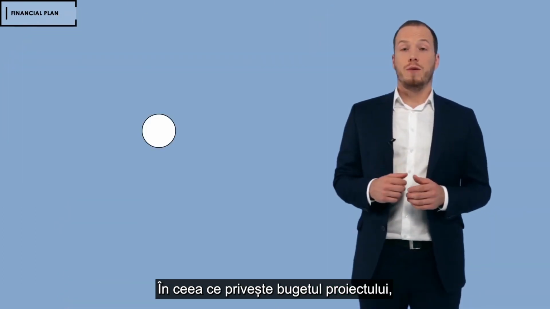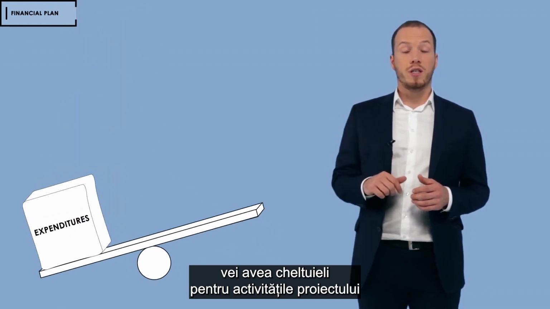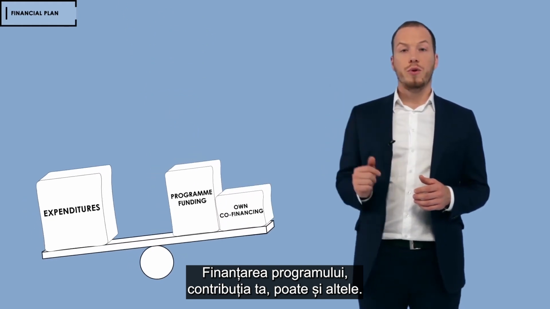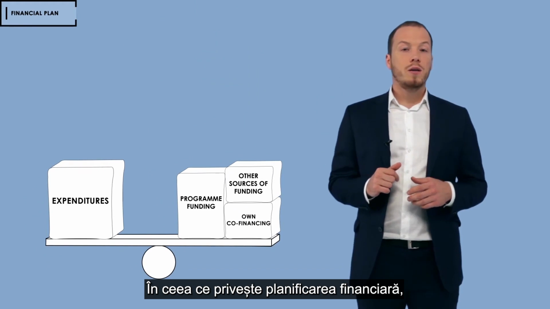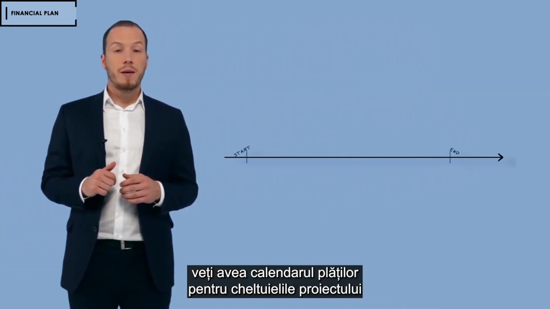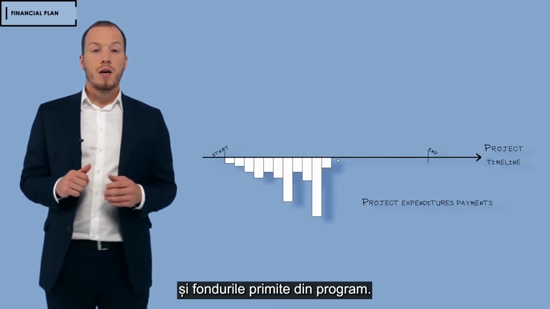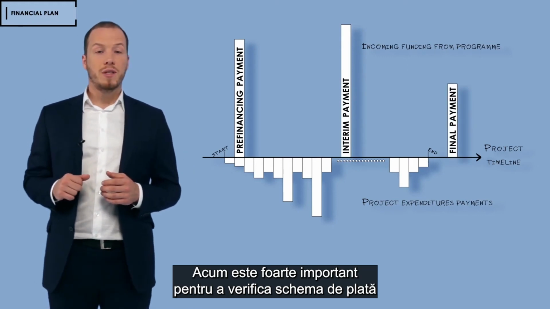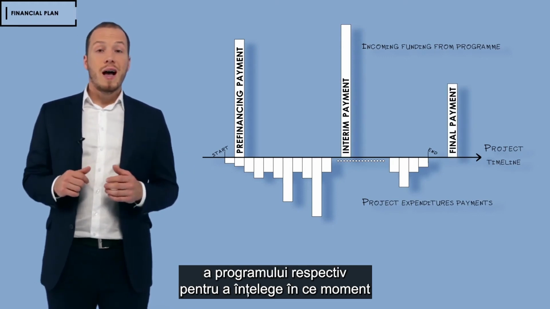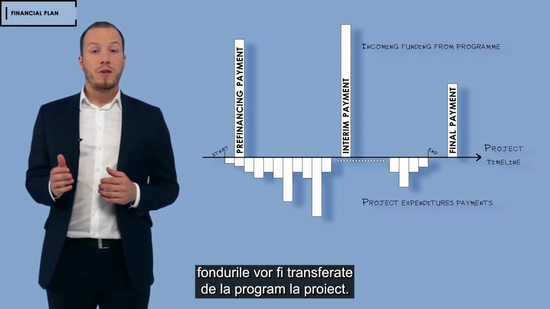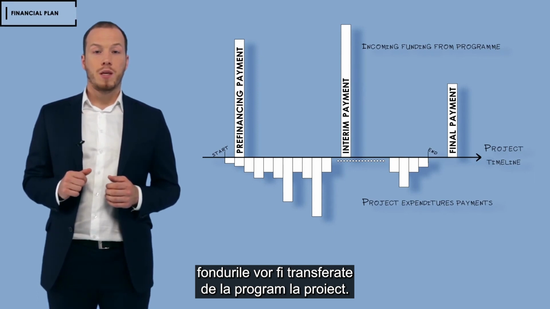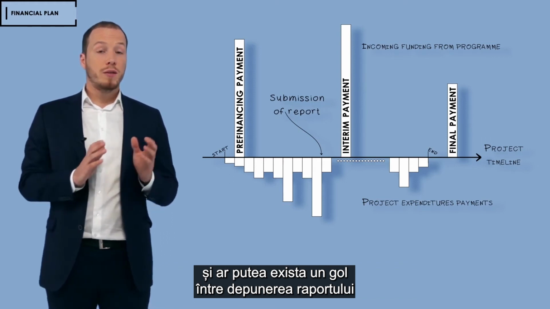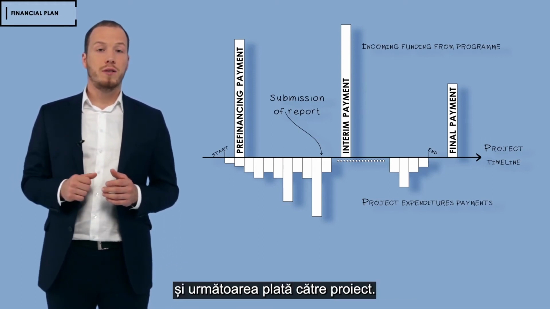In terms of project budget, you will have expenditure for the project activities and you will have sources of funding. Program funding, your own contribution, maybe others. In terms of financial plan, you will have a timeline of the payments for the project expenditure and incoming funding from the program. Now, it is very important to check the payment scheme of the respective program to understand at what point in time the funds will be transferred from the program to the project. You will also have to submit the reports to the respective program, and there might be a gap between the submission of the report and the next payment to the project.